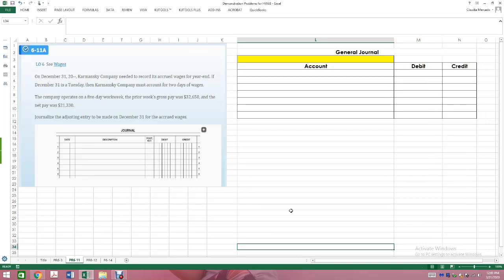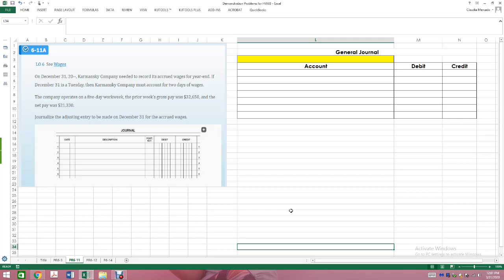Okie dokie. So now we're going to move forward with problem 611. Okay. 611 is short. Sweet and short. I like these kind of problems. Okay. So it says, on December the 31st, Karmansky Company needed to record its accrued wages for end of year. If December the 31st is a Tuesday, then Karmansky Company must account for 2 days of wages. The company operates in a 5-day work week. The prior week's gross pay was $32,650 and the net pay was $21,330.